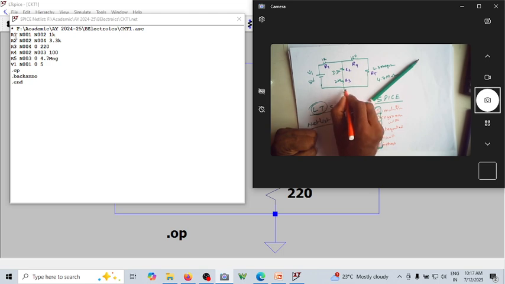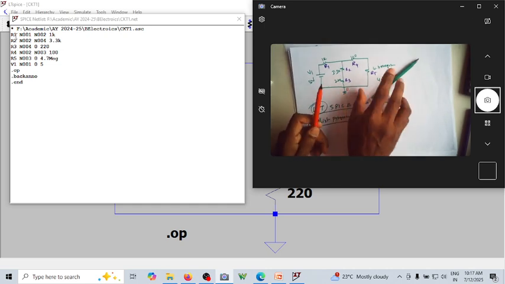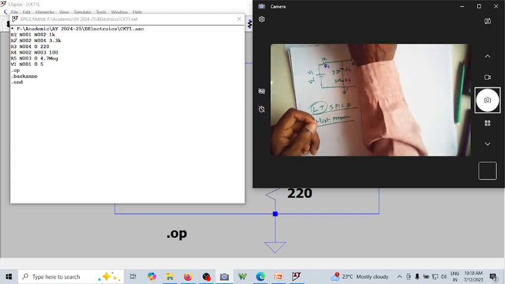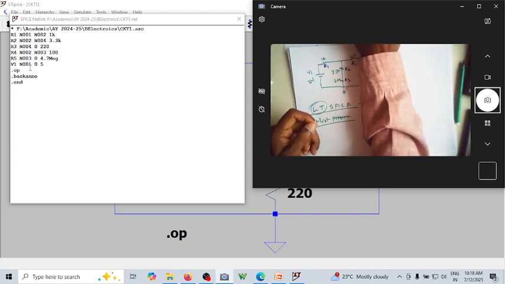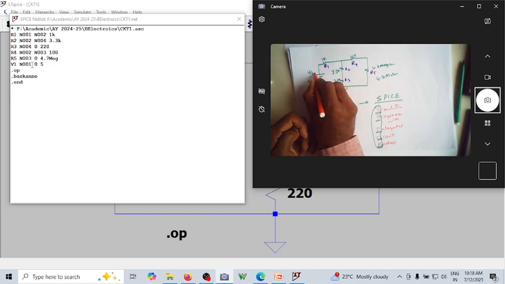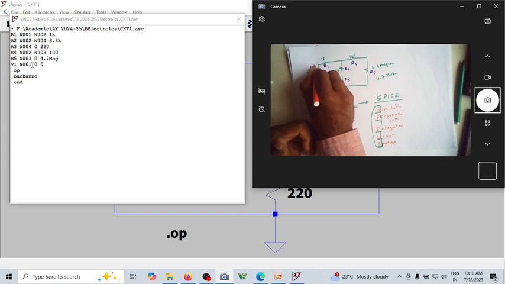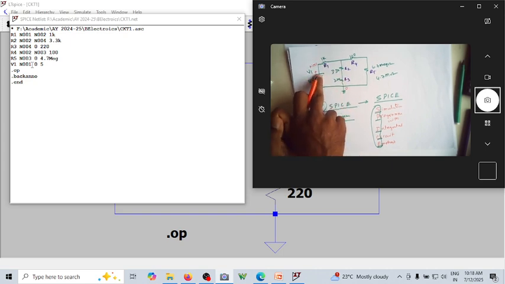How to name the node: this is always node number 0. Node number 0 is always this, and you can see voltage V1 is connected between 0 and 1. So what does this first node indicate? It always indicates the positive terminal of the battery. It is now N001, the positive terminal of your battery.